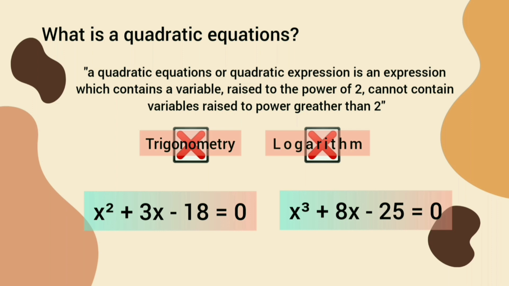So I have two equations in front of us, and I want you to choose from these two which one is an example of a quadratic equation. Yes, the correct answer is equation 1. Why? Because based on the definition above, in equation 1 the highest power of the variable x is 2. In the second equation, the highest power of the variable x is 3.